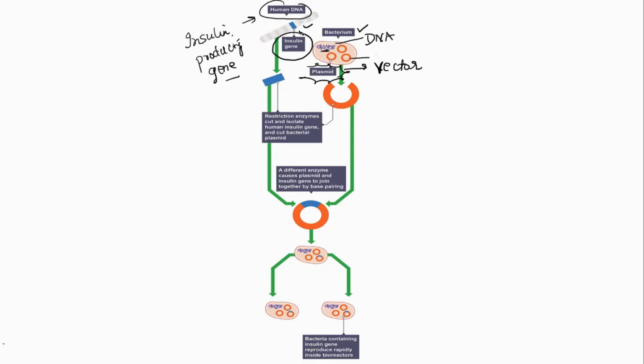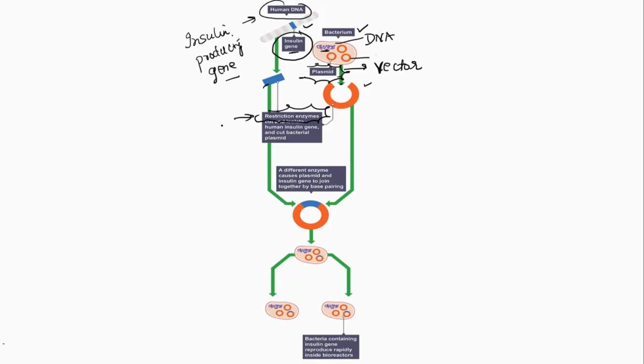So what do we do now? We have isolated the gene of interest, which was insulin. Then we opened up the bacterial cell wall. We isolated the plasmid. We cut open the plasmid with an enzyme called the restriction enzyme. And the same restriction enzyme was used to cut this insulin gene also. All right. Here they have not shown those cuts, but that's okay.